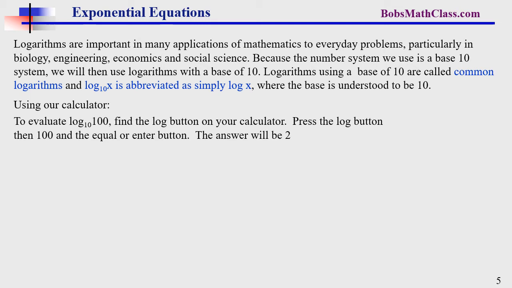You might have to hit Shift and then some other button. Like I have a Casio FX991EX right here, and where my negative button is, there's a log above it. So I have to hit Shift first and then the log. Okay, so press log and then type in 100 and then hit the equal or the enter button, and the answer should be 2. Right, hopefully you got that.